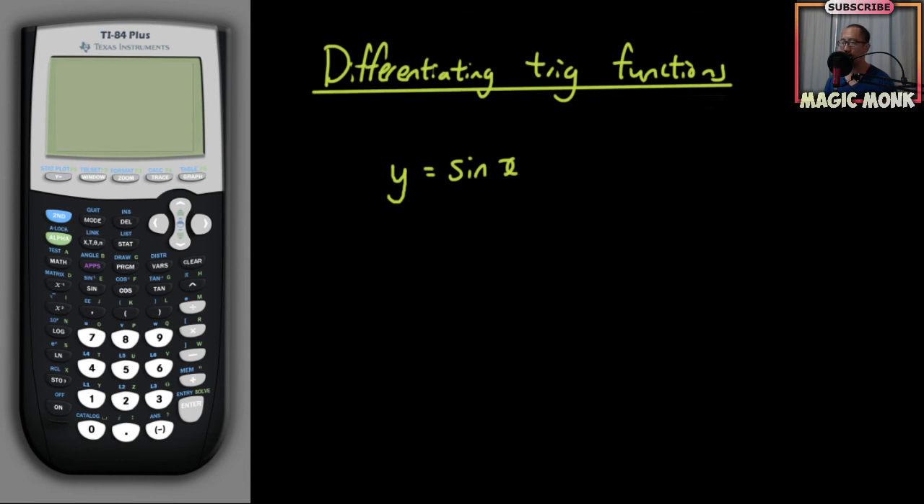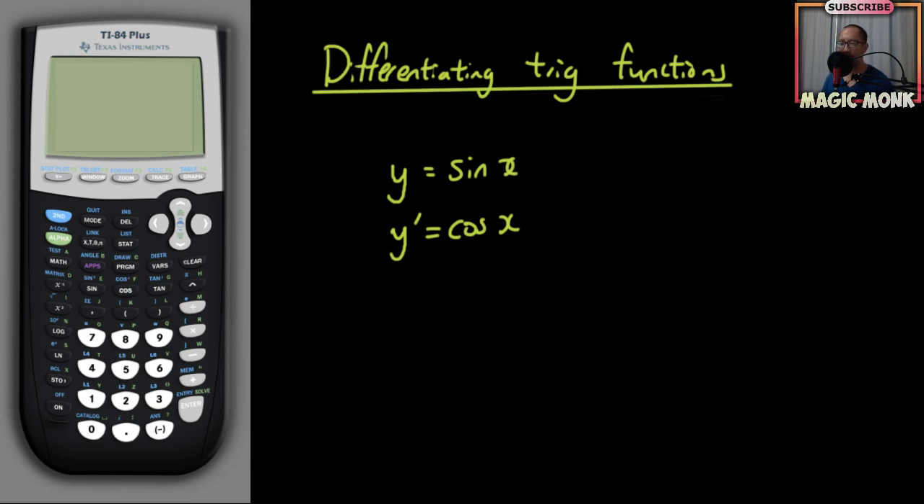I'm just going to tell you the answer, okay? The answer is just y dash equals cosine x. And then I'm going to show you why that is. Now, I'm not going to show you the algebraic proof because that's going to take a while, and most of you probably won't be tested on that.